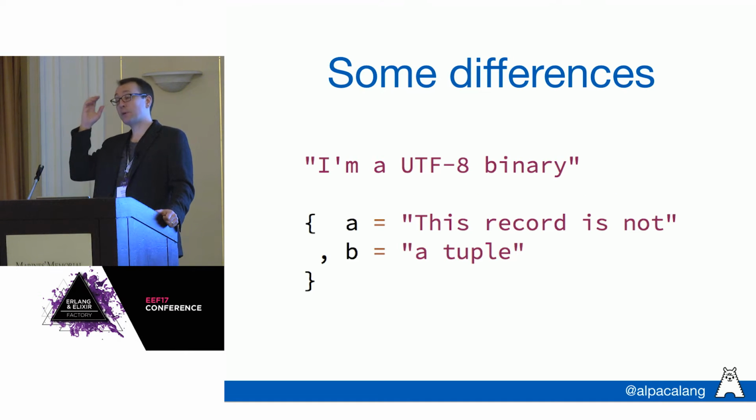The biggest and really only breaking differences are that strings are UTF-8 strings, or UTF-8 binaries, I should say, like in Elixir, and records are compiled as maps instead of as tuples. And there are a few reasons for that, and we'll get into the why of that later.